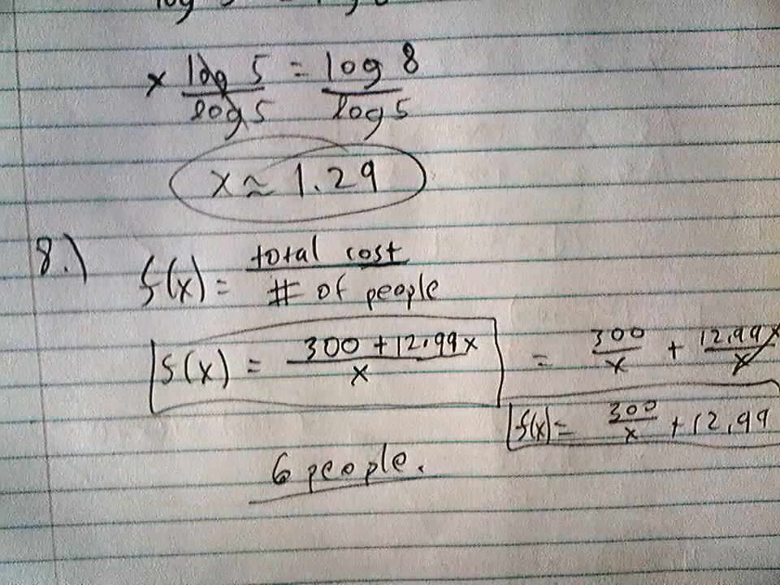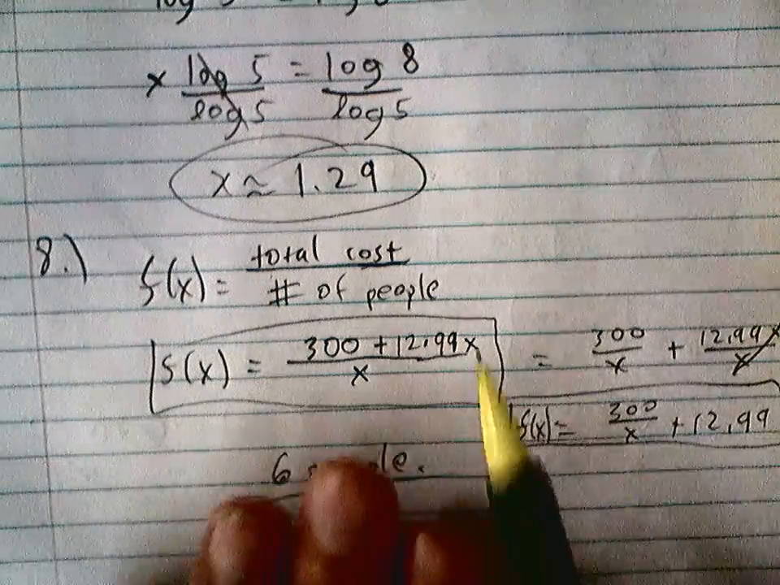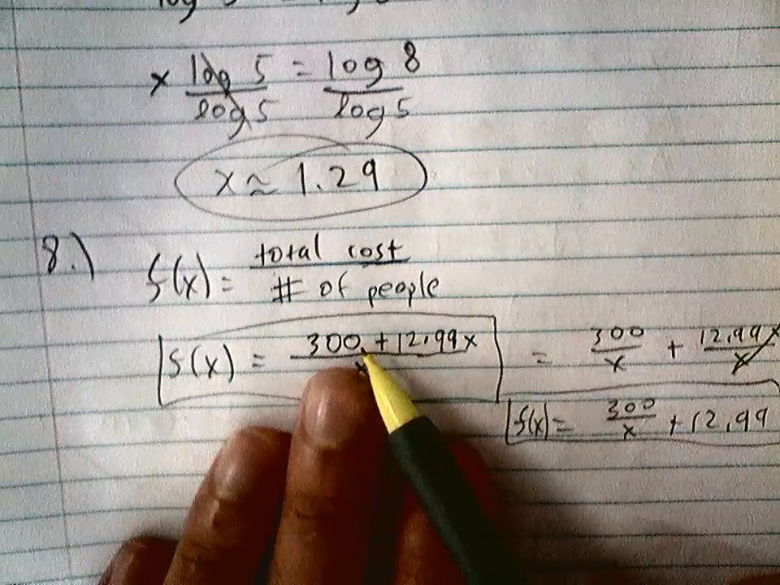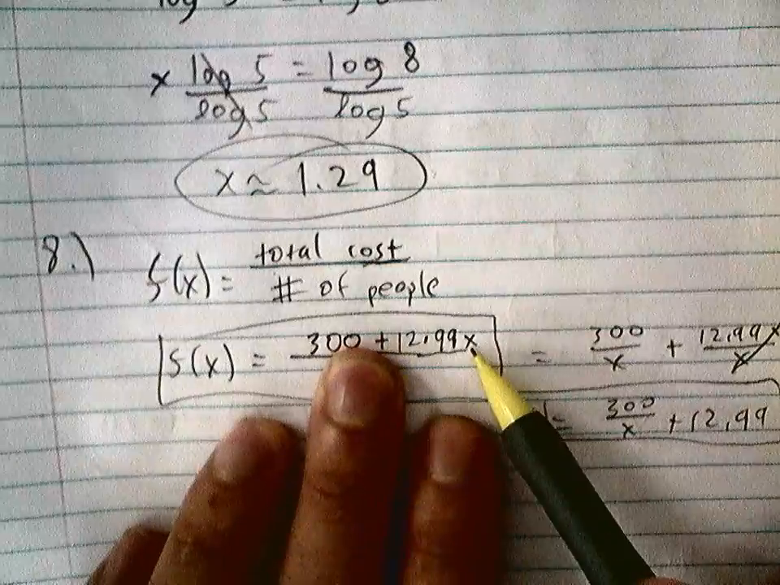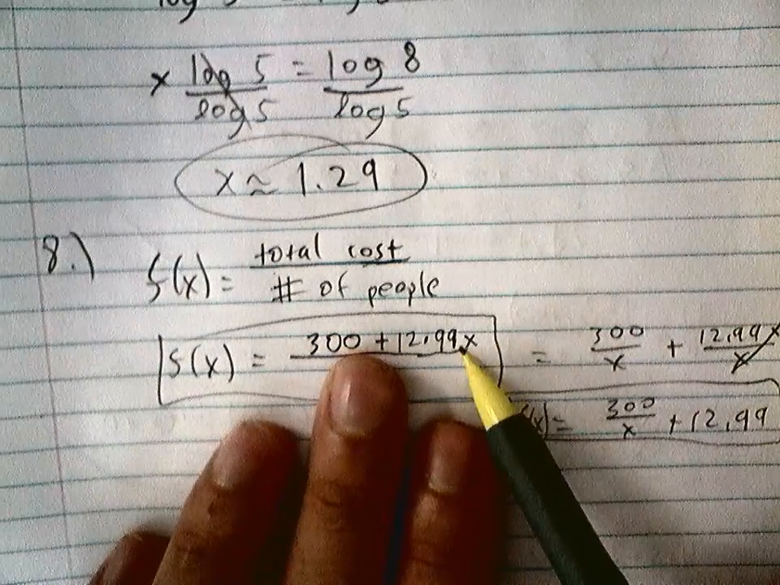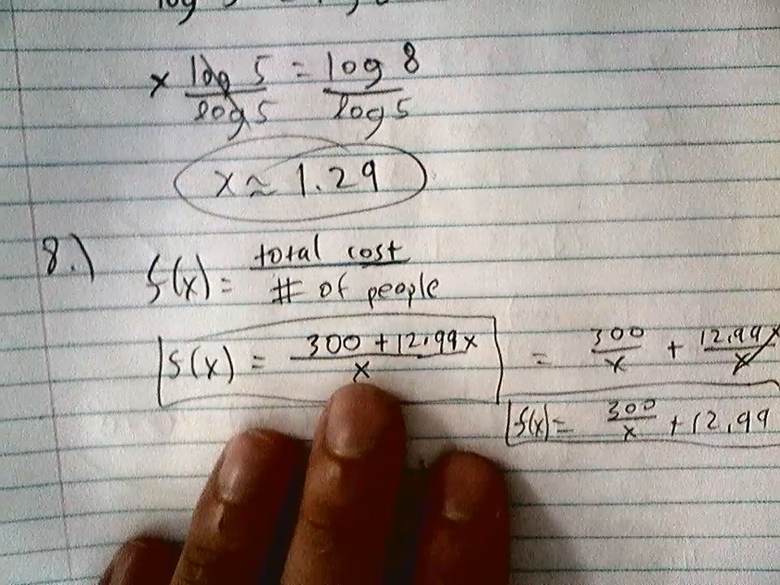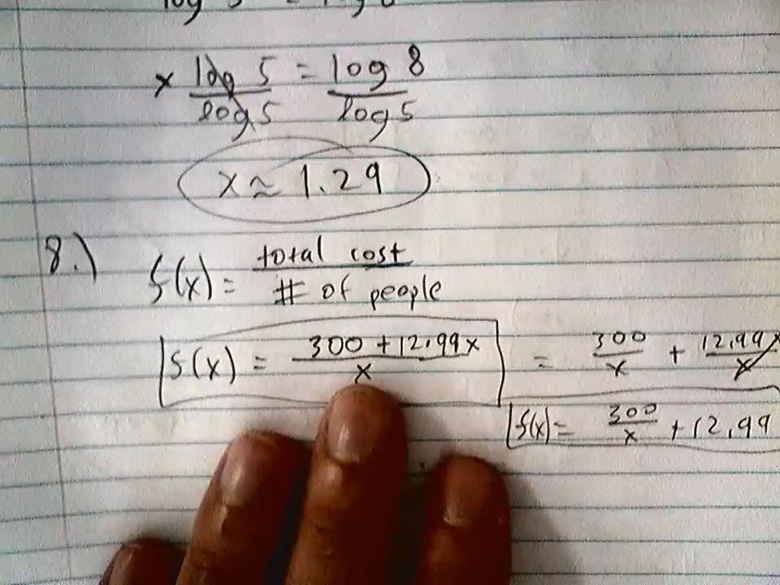Alright, in number 8, biggest thing there is just understanding that the total cost was the $300 and the $12.99 per phone line. So each person carries with him a $12.99 charge. After that, all we've got to do is divide by the total number of people, x.